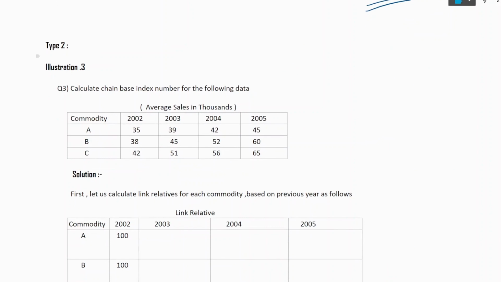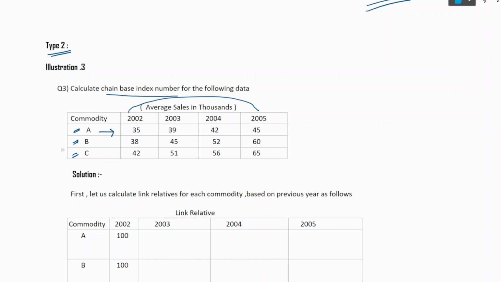Next sum, that is for type 2. Read the question. Calculate chain base index number for the following. Now here what is given? The commodities named A, B, C, and the years 2002 to 2005. Average sales in 1000. It is given here 35, 38, 42. This is in 2002. Now for 2005, the corresponding information is A 35 to 45, B 38 to 60, C 42 to 65.